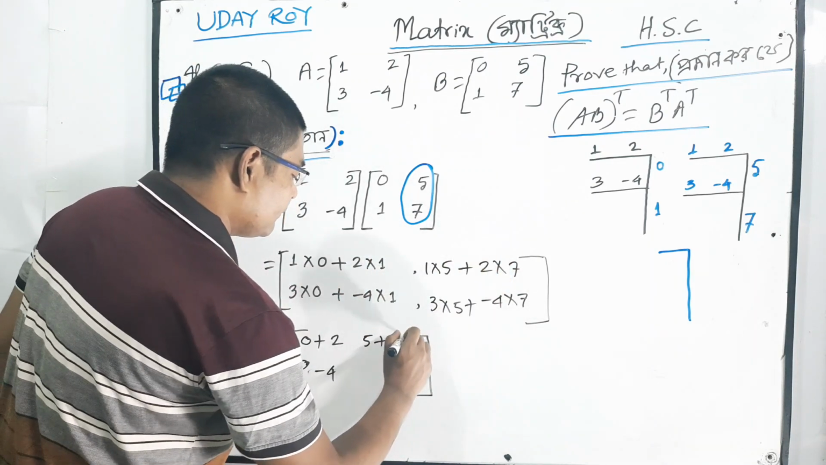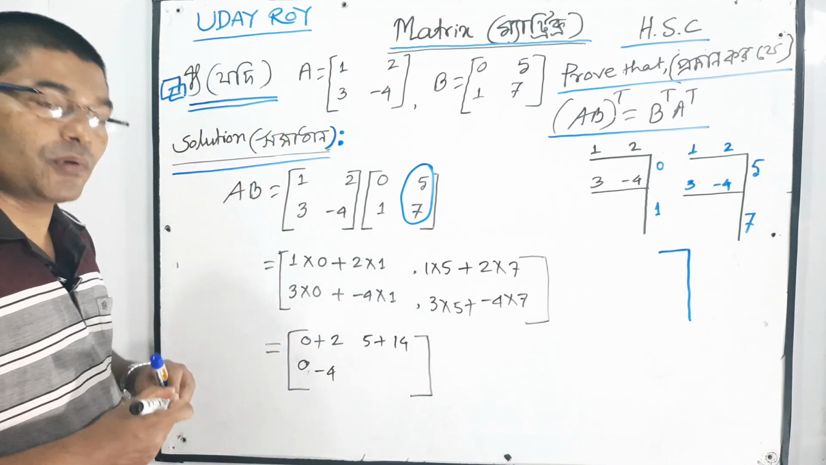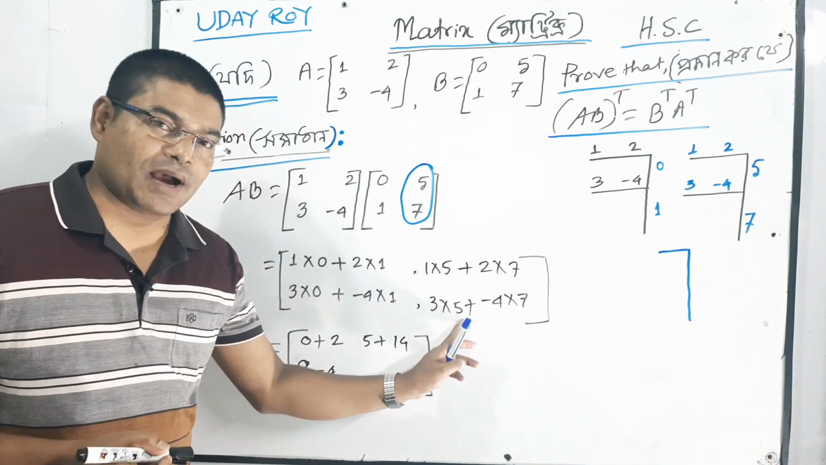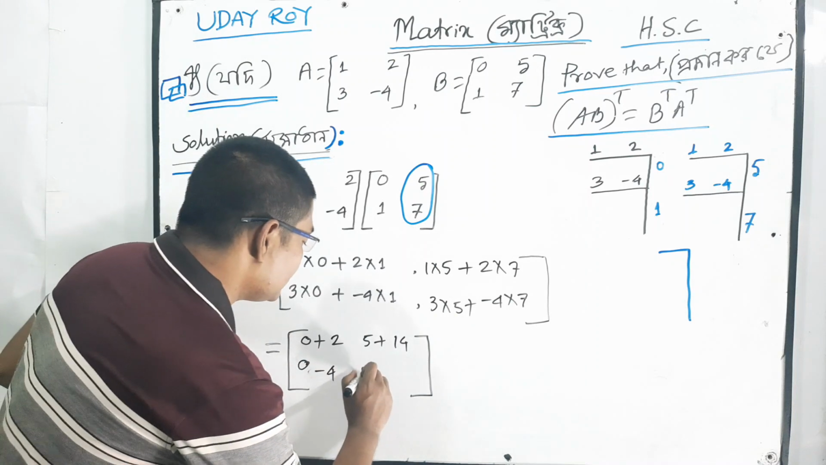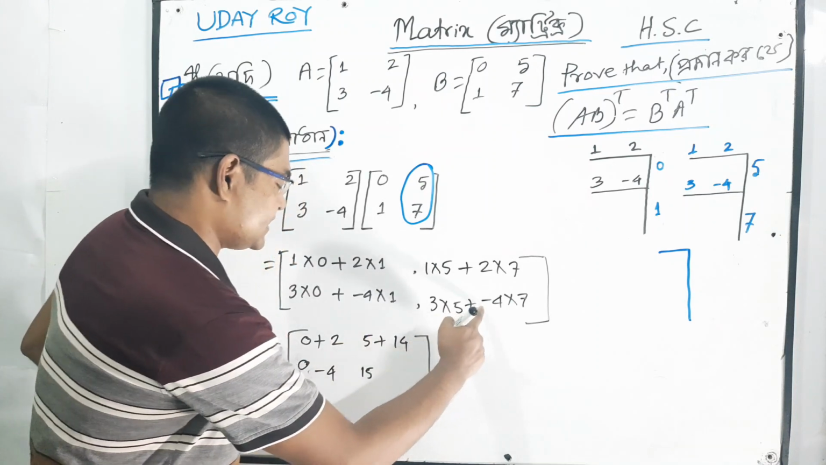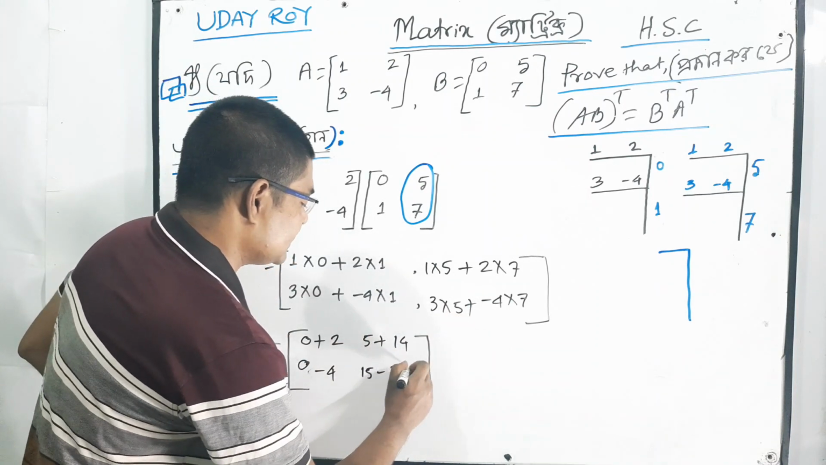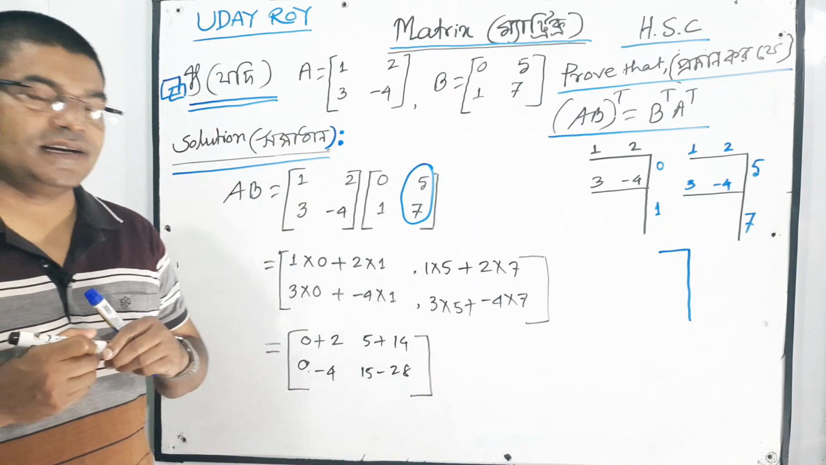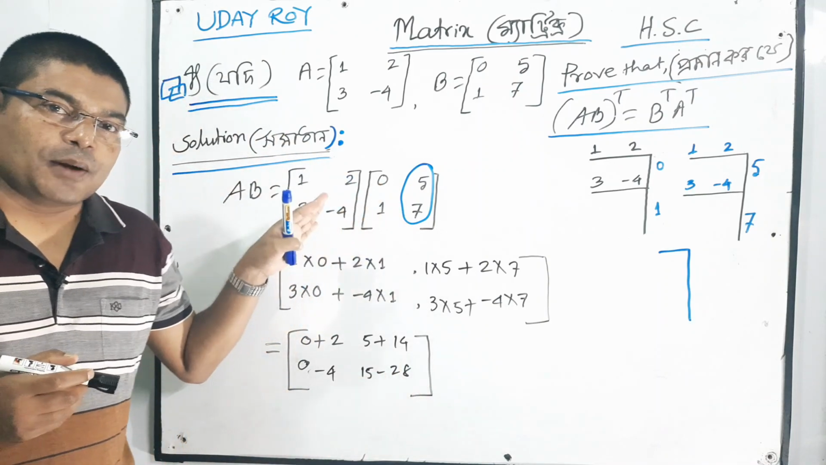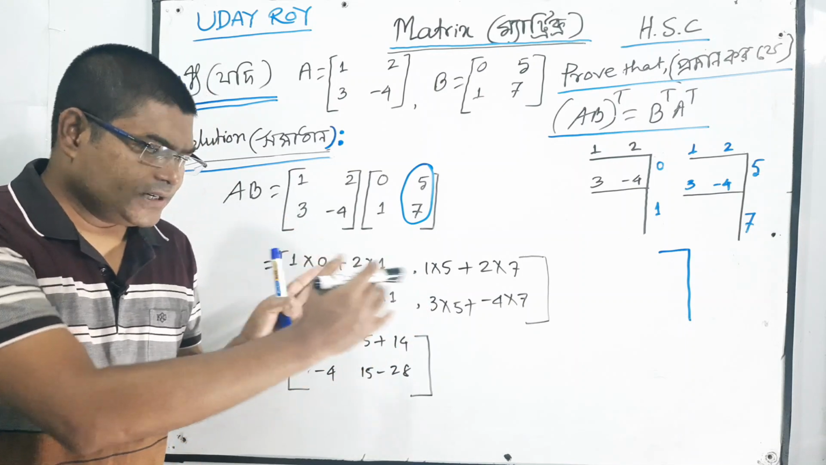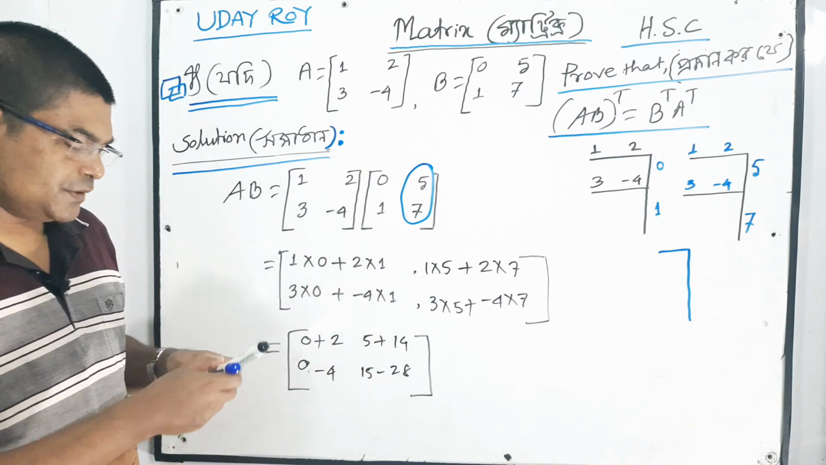Now calculate 1 into 5, 7 into 2, 14. 3 into 5, 15 minus, plus minus, here is 28. Multiplication completed.